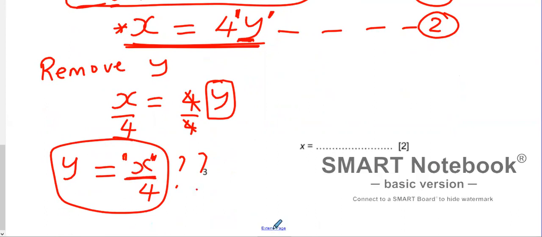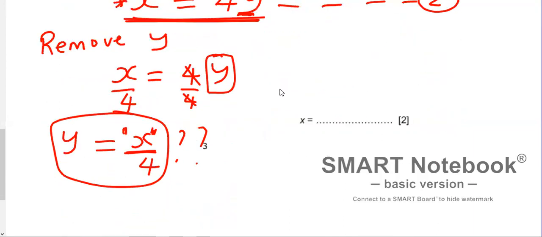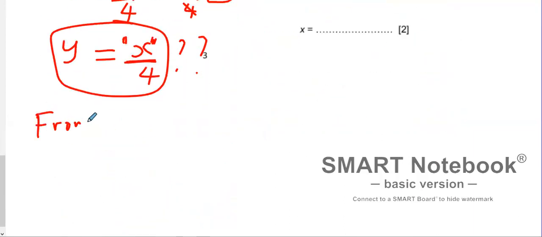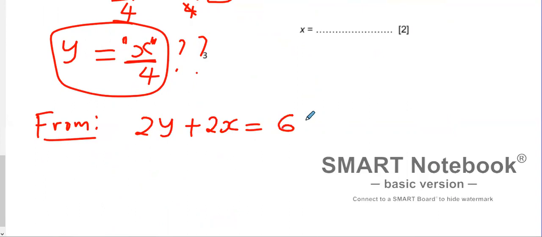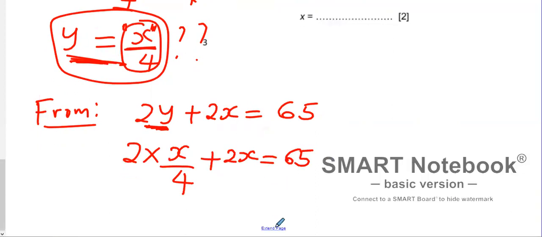Okay, I hope that is clear. Now, let me go back to the equation, which is 2y plus 2x equals 65. Instead of writing y here, you will be writing x over 4. So it will be 2 times x over 4, because that is your y. Y equals x over 4, right? So your y has been removed, and you are going to remain with x terms equals 65. Can you see that?